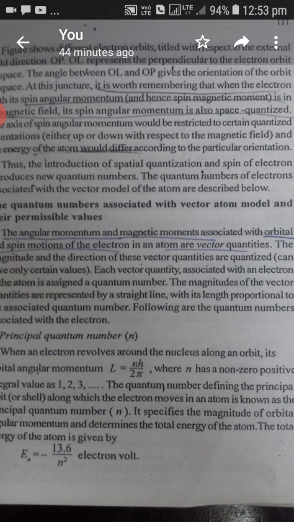That is the principal quantum number. It represents the principal orbit of the electron around the nucleus. That is the first orbit of the electron around the nucleus. The electron revolves in various orbits. Therefore, that is the principal quantum number. It is represented by the symbol n.